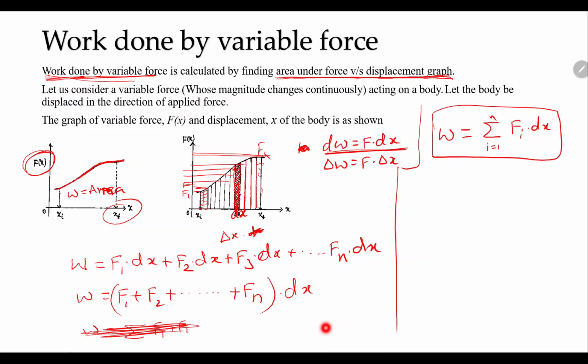You can also write cos theta if there is an angle between the direction of force and displacement, and you can also represent this in integral form. The displacement is occurring from xi to xf, so it is given by the integral from xi to xf of F dot dx. So this is the integral form of work done by variable force.